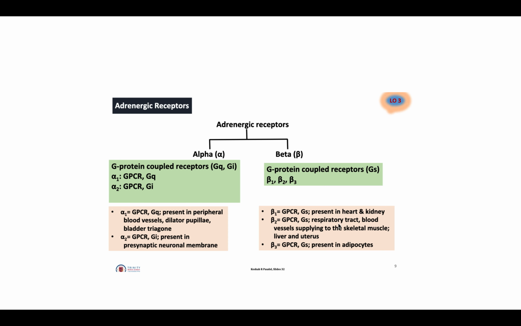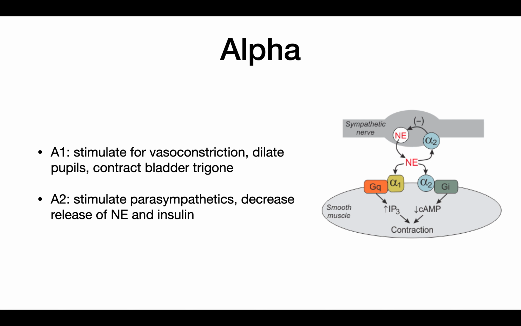Beta 2 is going to be in the respiratory tract, blood vessels, so like smooth muscles. Beta 3 is present in the adipocytes. You don't really need to know this one as much. It has less of a role in like regulation of the body.